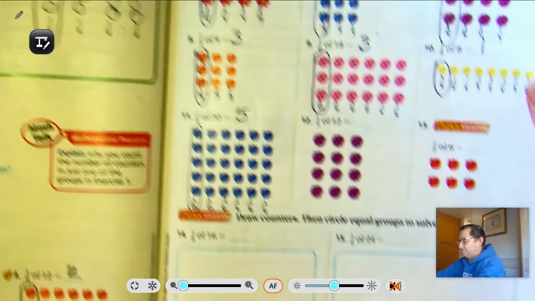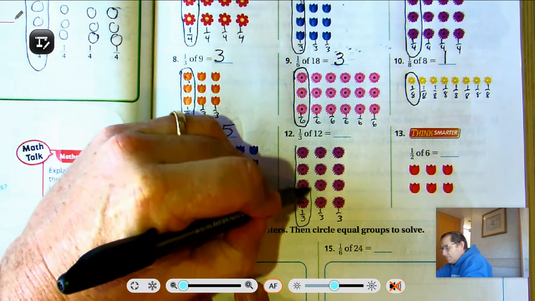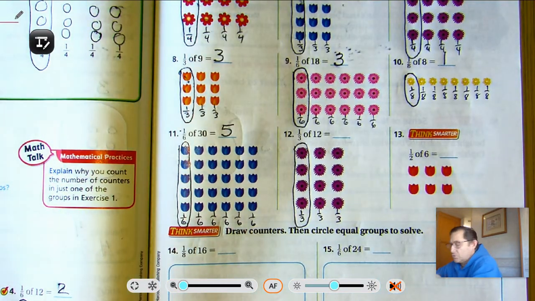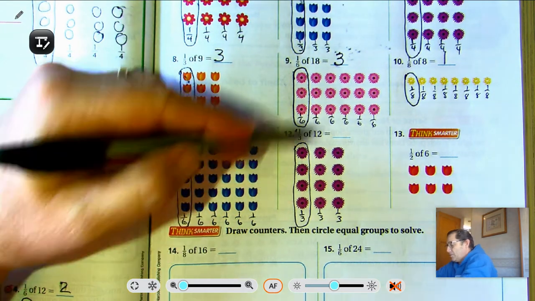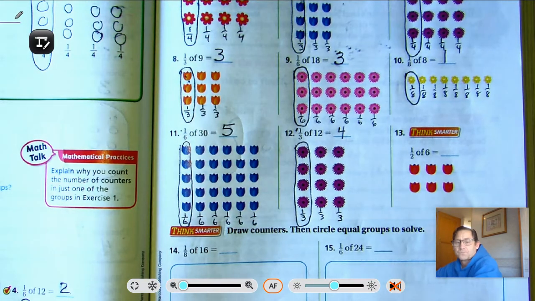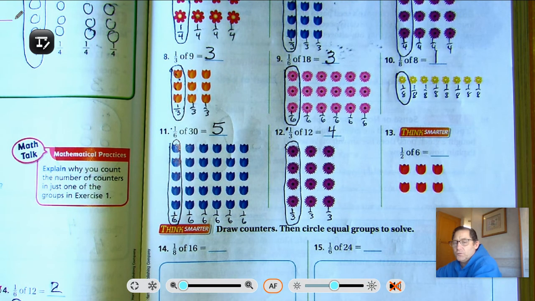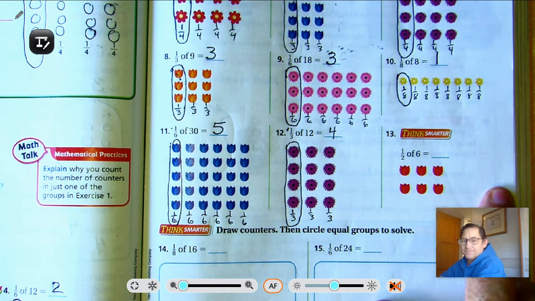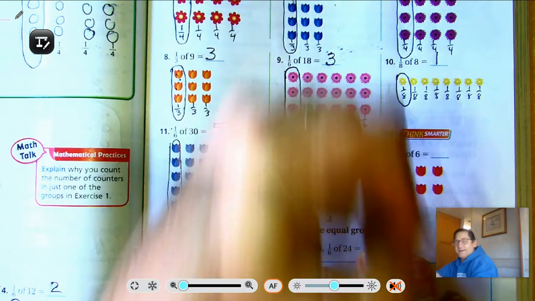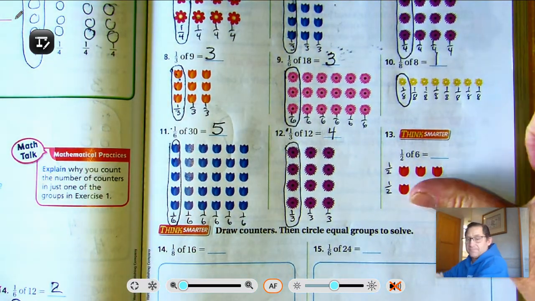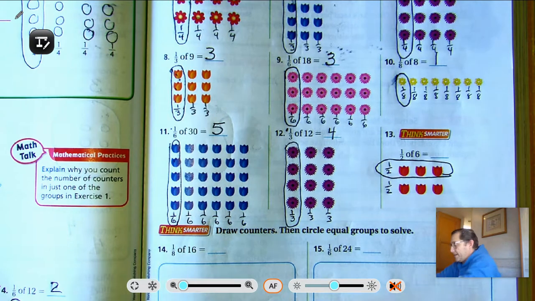1/3 of 12. So each column is 1/3 of the total. I'm going to circle one of the groups. The numerator tells me to circle one out of the 3 equal groups. How many is in that equal group? 4. A half of 6. So they want 2 equal groups. Well, I can't go this way, right? That's 3 equal groups. So I need to go this way. This would be 2 groups, right? So circle one of the 2 groups. And how much is in the group? 3.